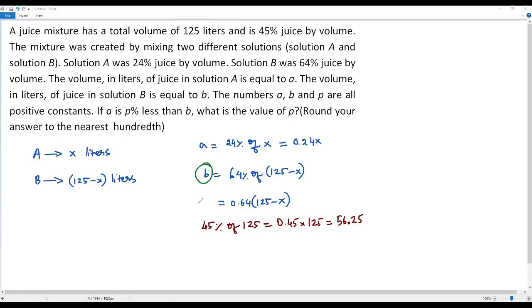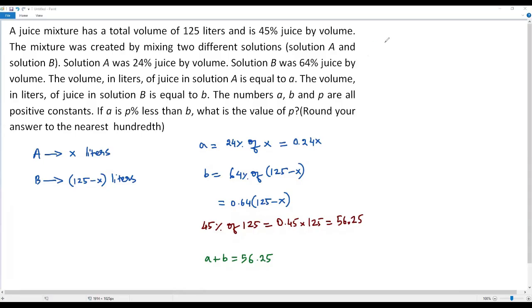This lowercase b represents the number of liters of juice we have in solution B. When we add them, that is equal to the number of liters of juice we have in the mixture. Just now we got it, that is 56.25 liters. Let me write it over here. Already we got some stuff that is equal to A. Here it is 0.24x, and also for B we got the stuff that is over here. Now we can plug in this one and this one for A and B over here.